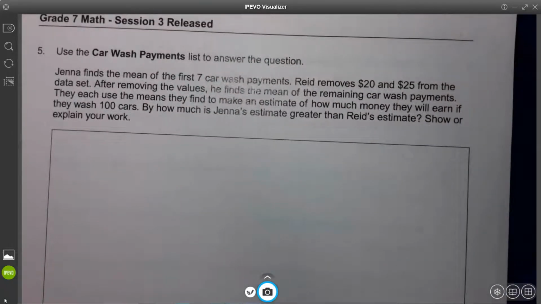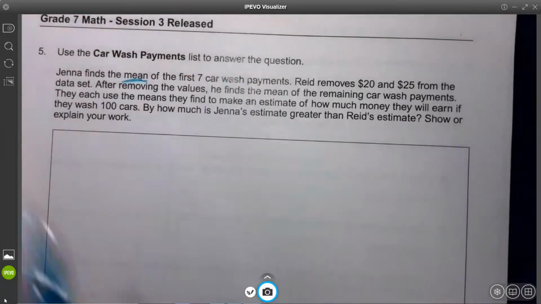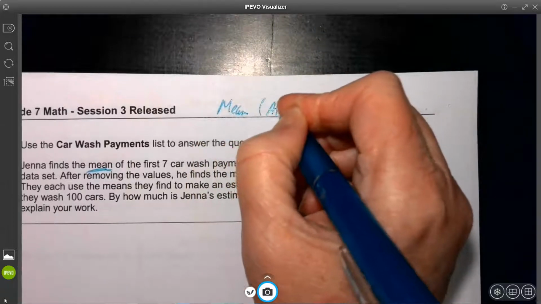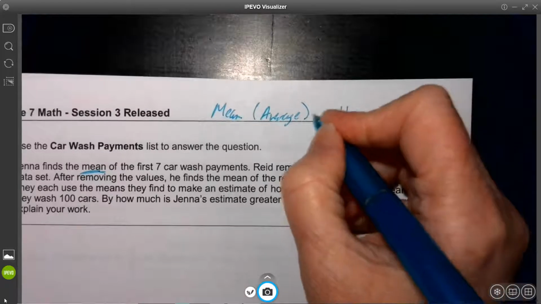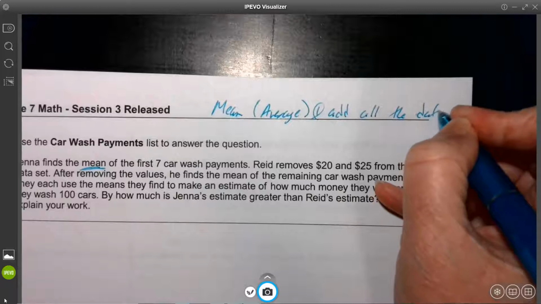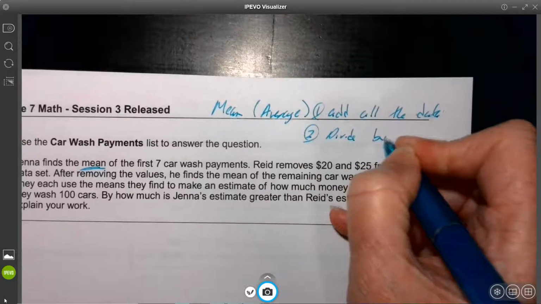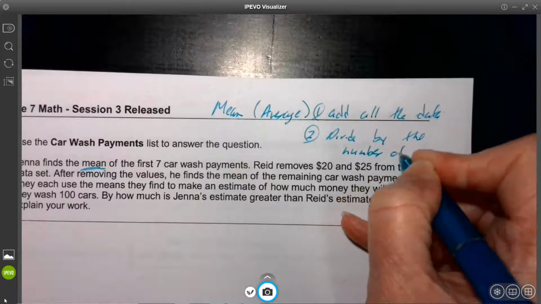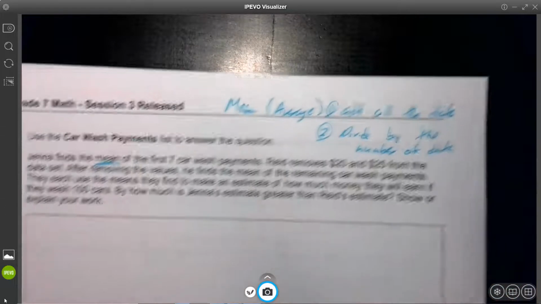Oh, we have a blank sheet again, but don't worry, we've got this one figured out. Jenna finds the mean. Remember we talked about this in session 1. To find the mean, that is the average. So we're going to find the average. And remember, first thing is we add all the data, which are usually numbers, and then we divide by the number of data. So we're going to add all the numbers up and divide by however many numbers there are, okay?